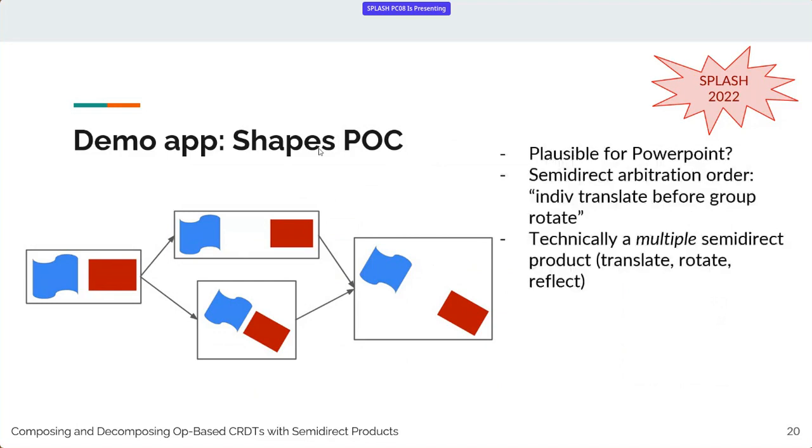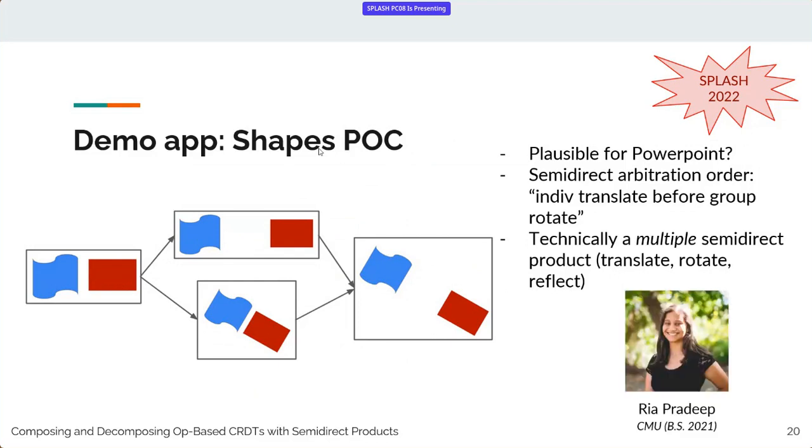This is, again, a semidirect product where we impose the rule that if you have concurrent operations, then the individual shape translation should happen before rotating the whole group. Actually, technically, we need a multi-level semidirect product because there are translations, rotations, and reflections. That gets a lot trickier, but an undergraduate student who worked with us really saw this through.